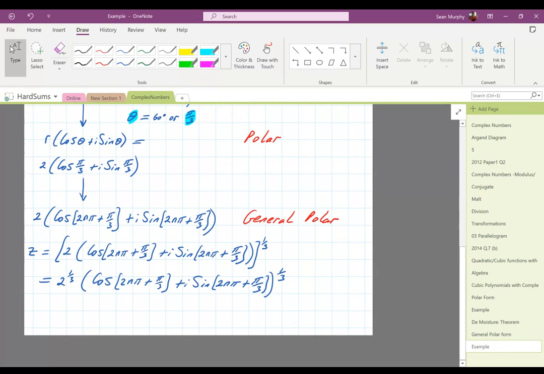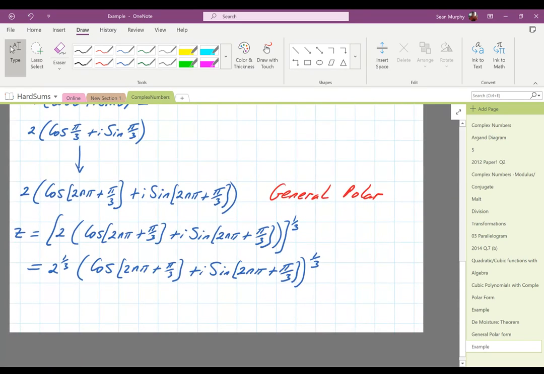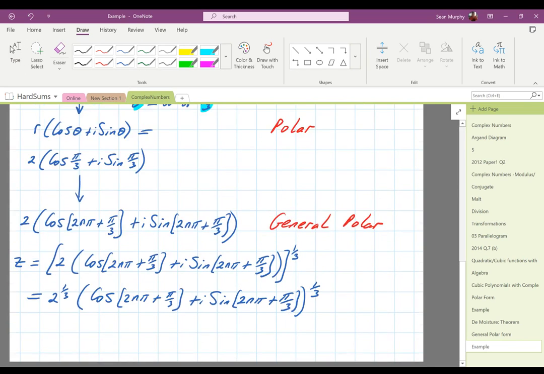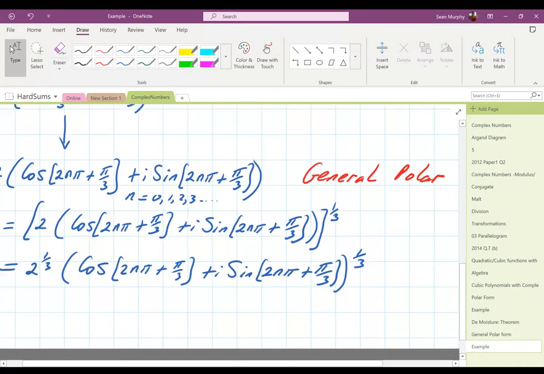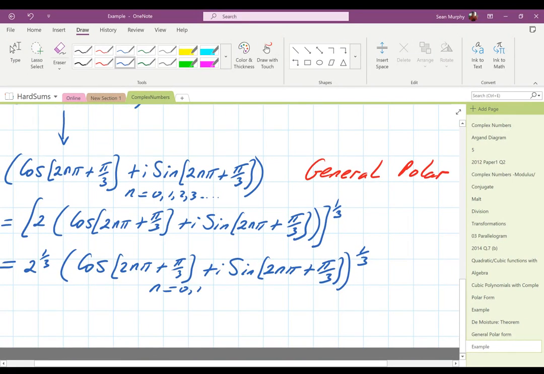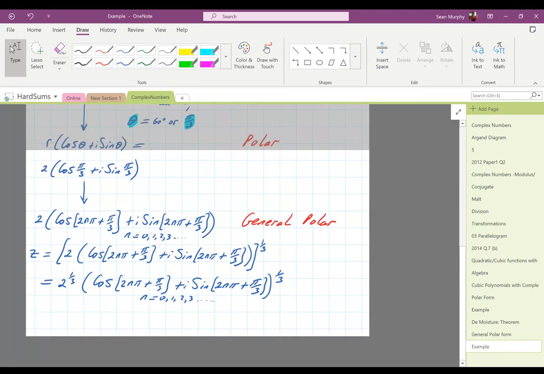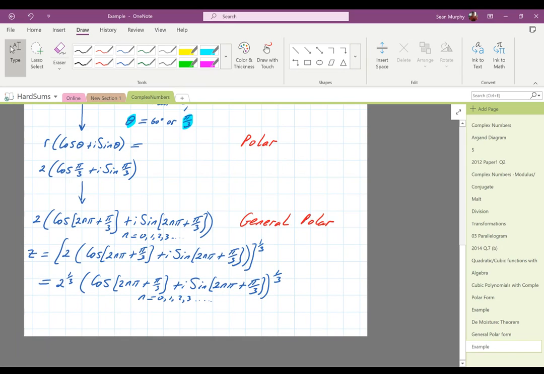And now the next step is always to get rid of the power. Of course, at every stage, once you get the general polar form, we should also say that n is equal to 1, 2, 3, etc., upwards. Now, the next step is to get rid of the power, and we have a technique for doing that. We use De Moivre's Theorem.